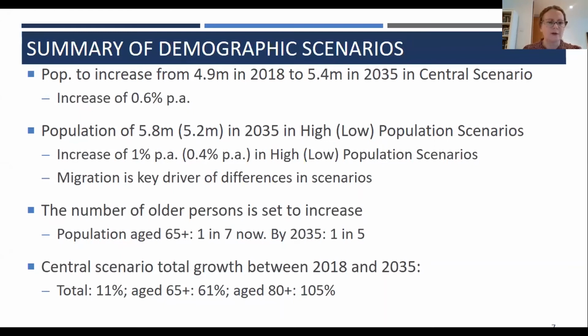And in our central scenario, total population growth between 2018 and 2035 is 11%. It's over the entire period. And it's much higher for those in the older age groups. So it's 61% for those over the age of 65 and 105% for those over the age of 80.